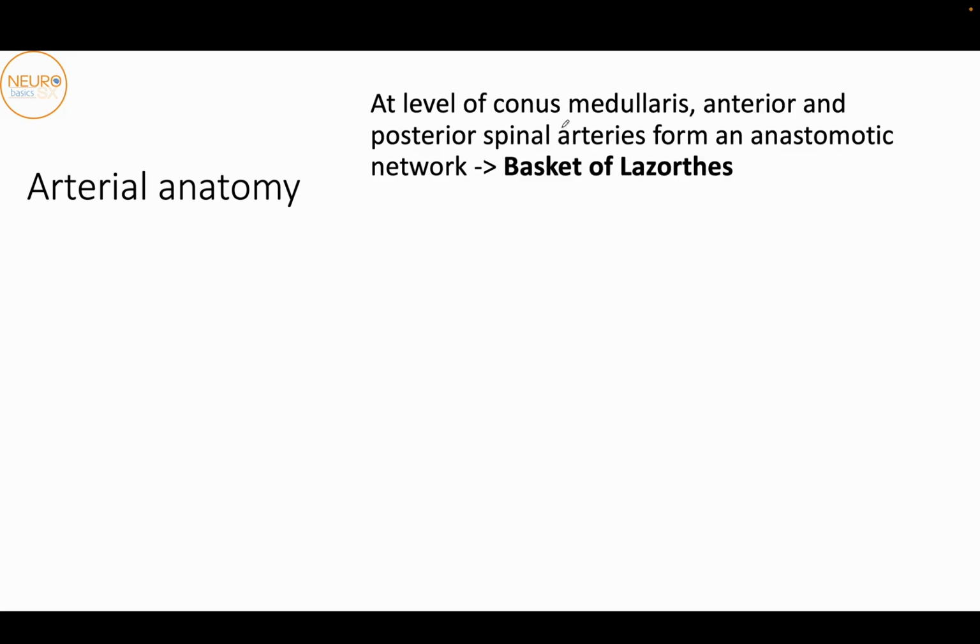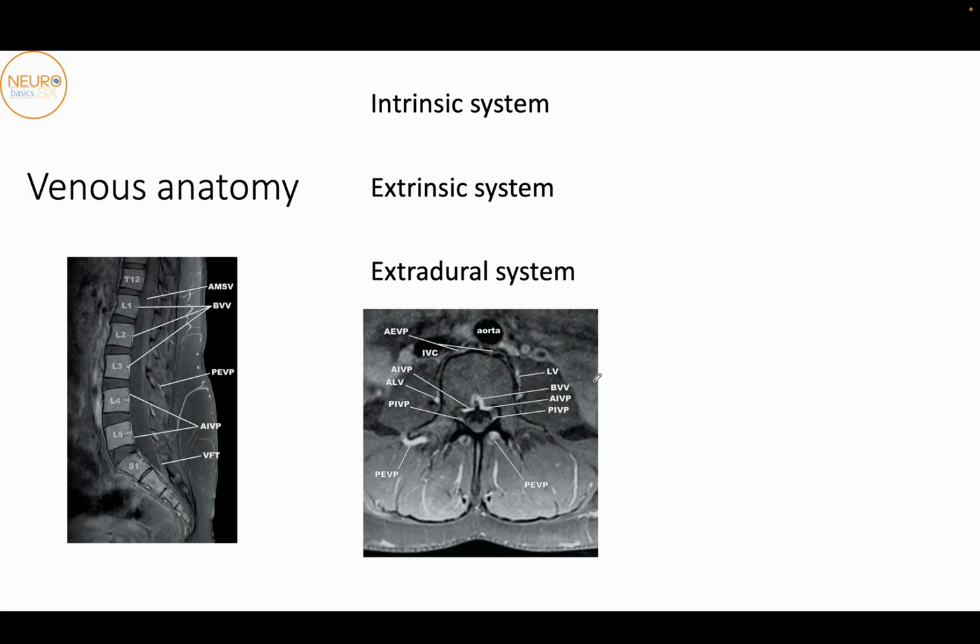Right, so they go in, they form the radicular and radicular medullary arteries, which reinforce the anterior and the posterior spinal arteries. These anterior and posterior spinal arteries get together around the level of the conus, and they form an arterial basket over here, which is an anastomotic basket, and that is known as the basket of Lazarthus.